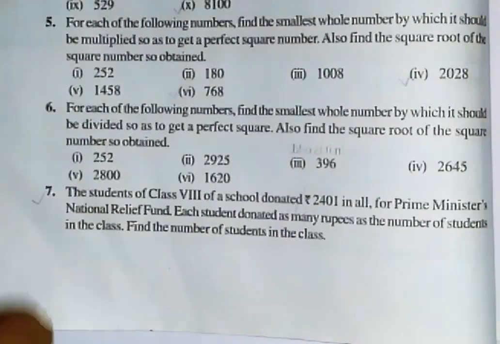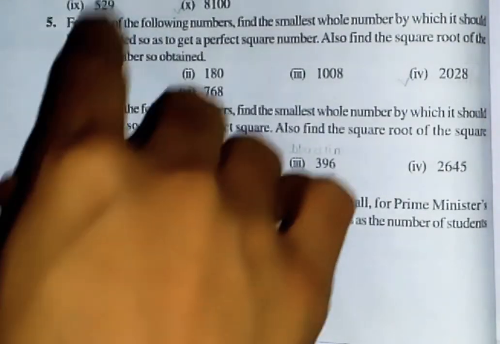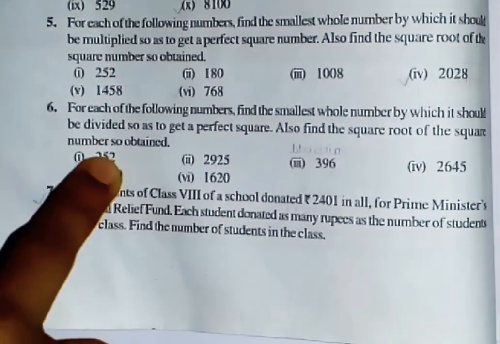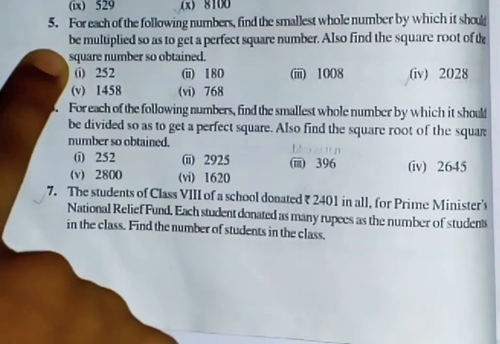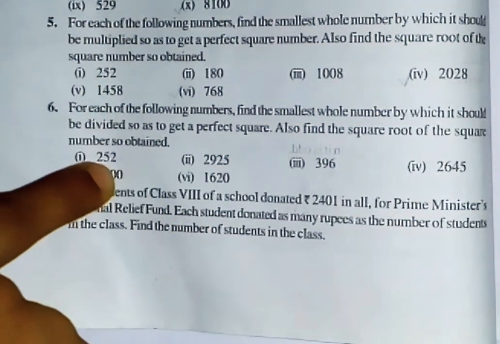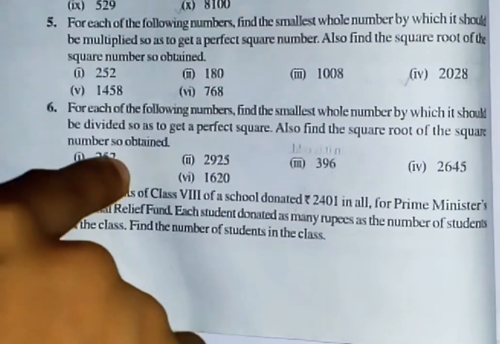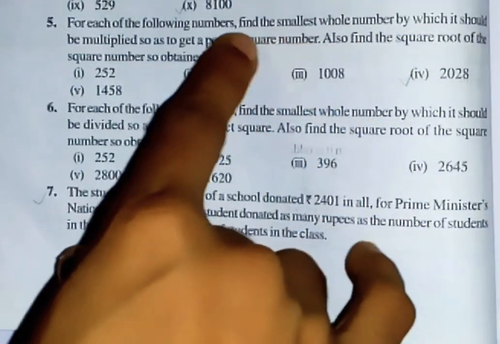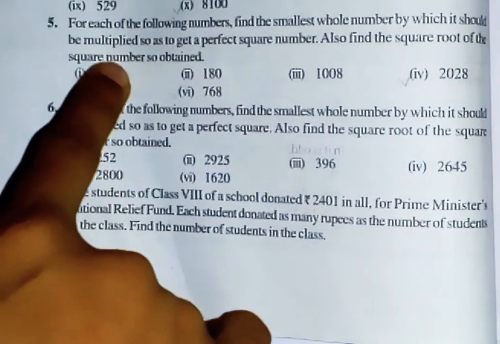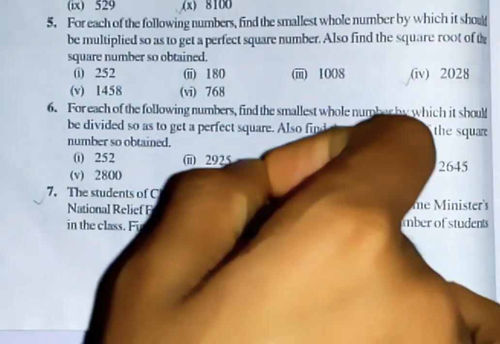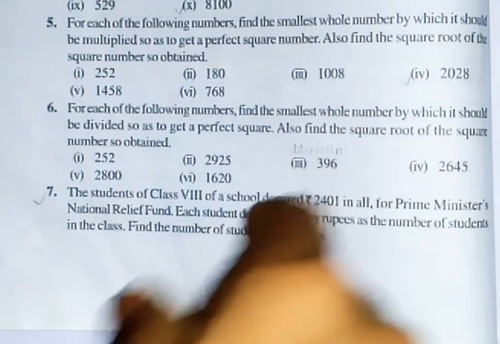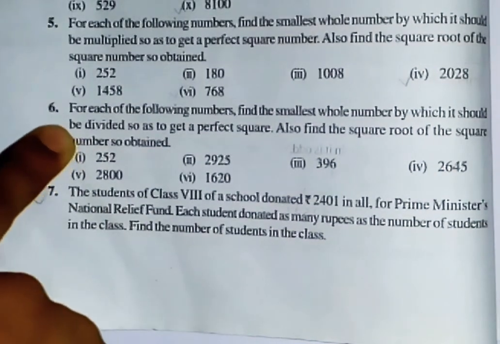Hello students, now we will see question number 6 of exercise 6.3. Now in previous video we have seen question number 5. Question number 6 is similar to question number 5. Here they were asking by which smallest number we will multiply to make these numbers a perfect square. Okay, so we have multiplied. Now in question number 6 we have to divide.